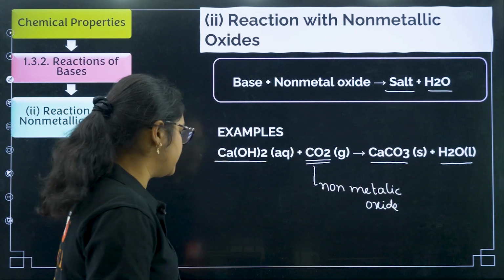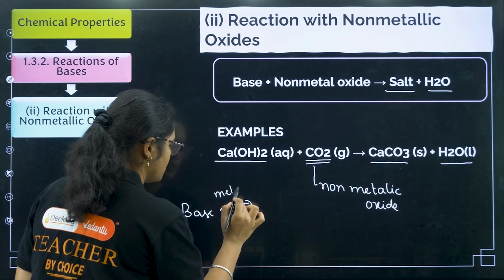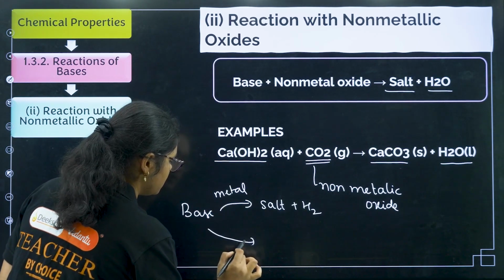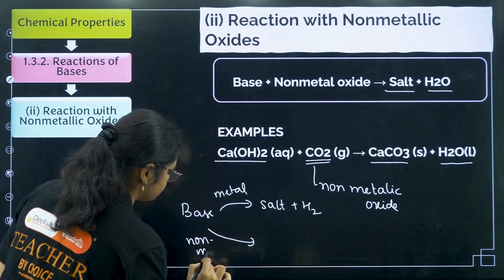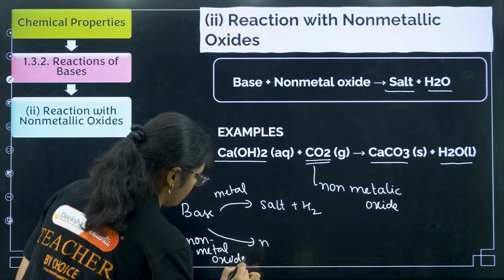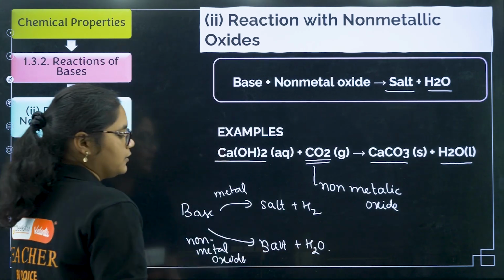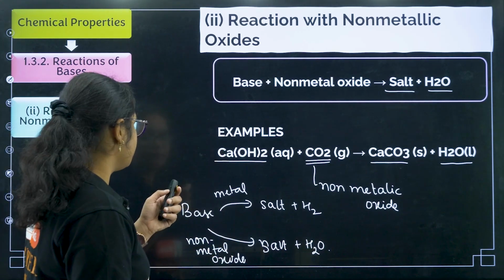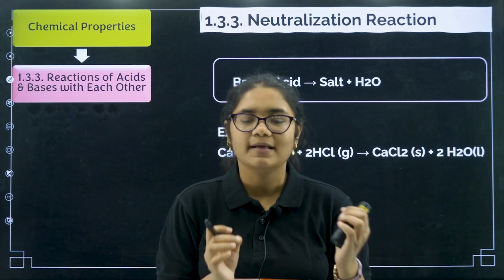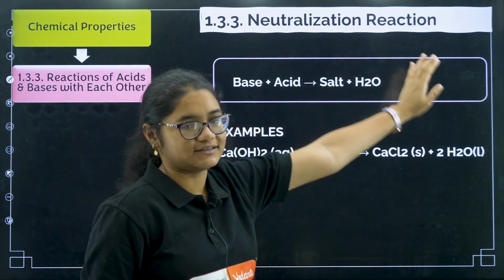So for bases, let us revise the reactions again. Base, if you are reacting with metal, we get salt and H2, and with non-metal oxides, we get salt plus water. Clear? Now we will see what is happening when acids and bases react with each other. When acids and bases react with each other, that type of reaction is called a neutralization reaction.